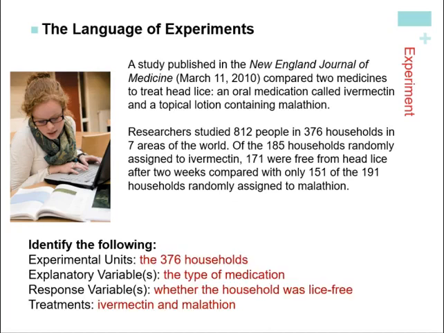So our units are going to be the households, right? Even though we said we had 812 people, we decided who gets what medicine by household. All right, so those are experimental units. The explanatory variable, the thing that we are testing, is the type of medication, the two different kinds, and then the response variable that we are measuring to see if the medication works is whether the household was lice-free. Okay, and then our two treatments are the two different medicines.